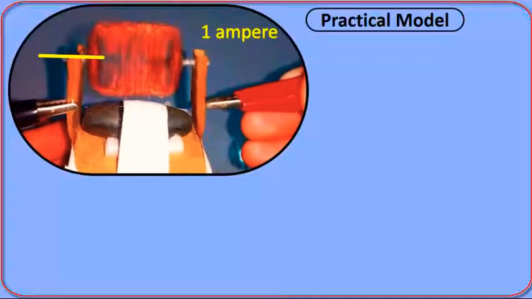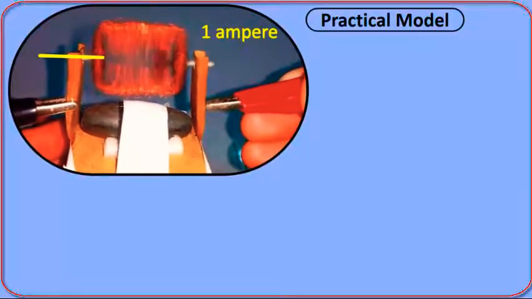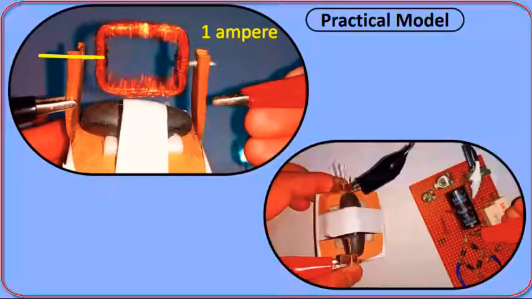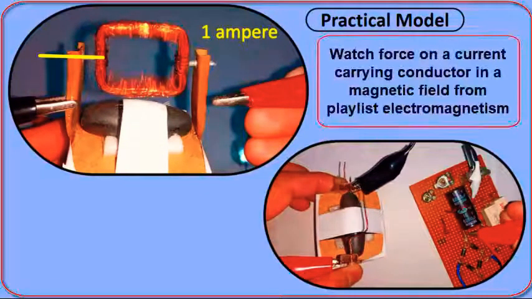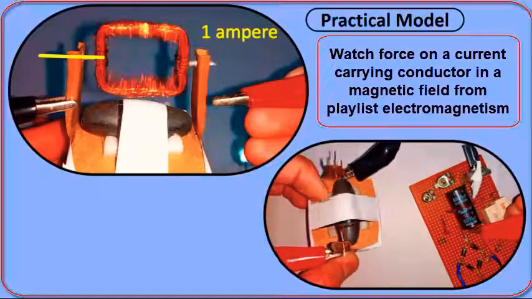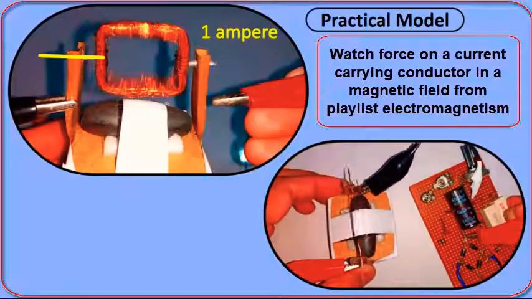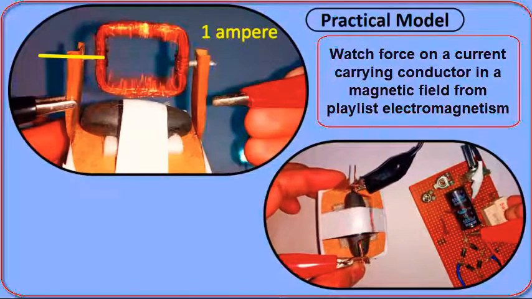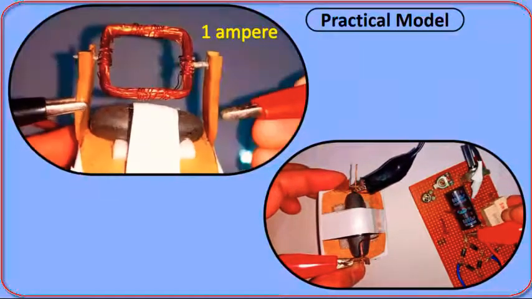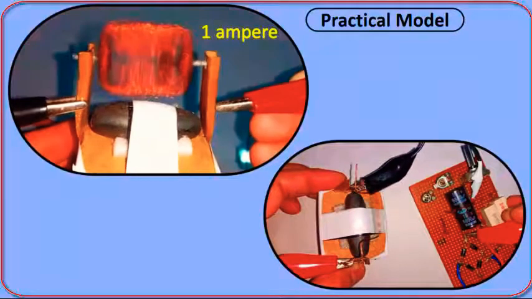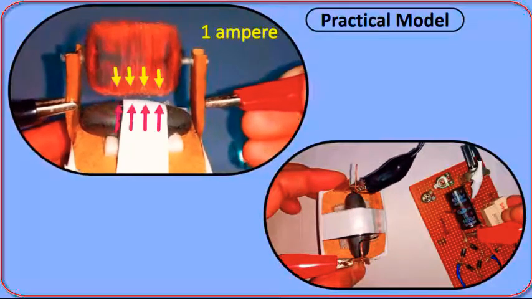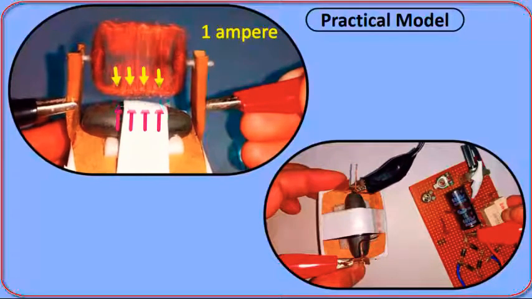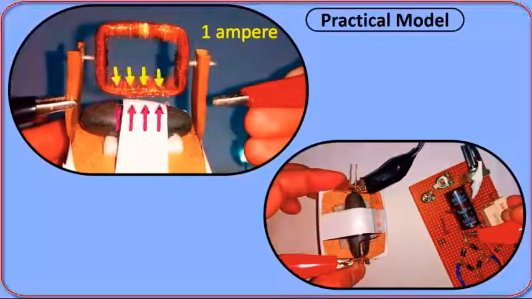Why does the coil rotate? To answer this question, we know from the previous video that when we pass an electric current through a wire placed in a magnetic field, a magnetic force acts on the wire. The same physics applies here. When current is passed through a coil, a magnetic field is produced in the coil. Due to the interaction with the external magnetic field, the coil rotates.